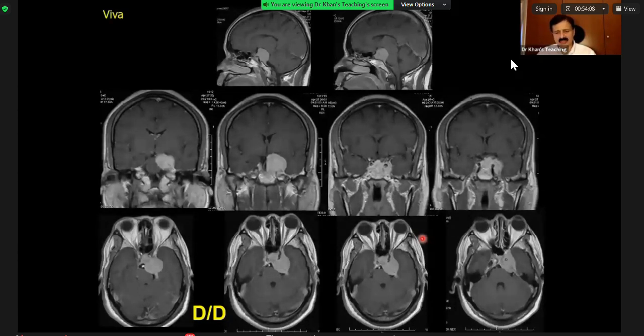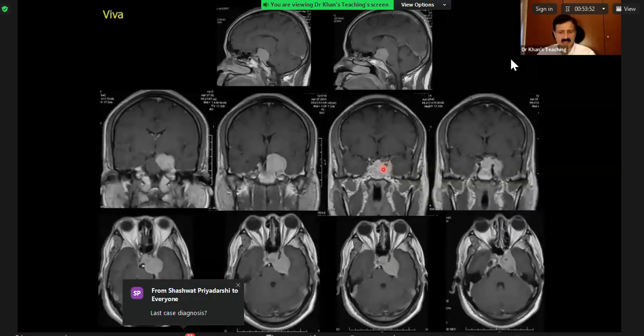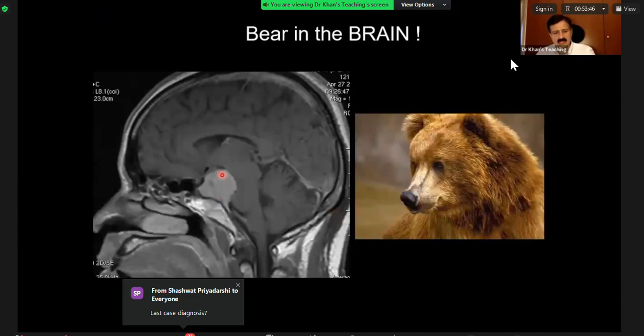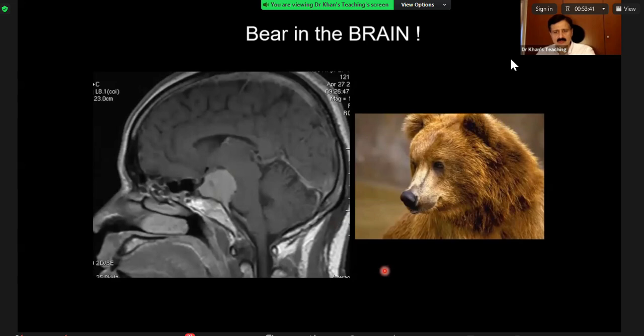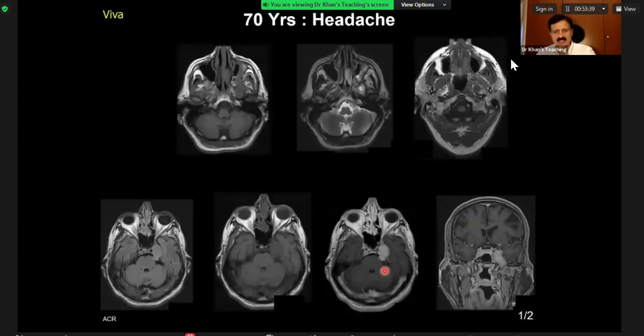I will show you another case. I will skip this one quickly, where there is a meningioma, and this meningioma also goes into the cavernous sinus. And you can see that the internal carotid artery is encased. So this meningioma looks like this beer, isn't it? So this is the type of case with that background.